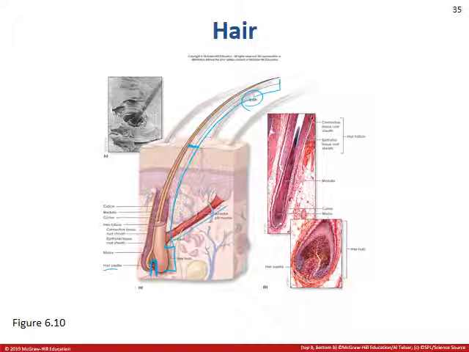Here we can see the erector pili muscle, and this is smooth muscle. Remember, that contracts, and when it contracts, the hairs will stand up, and that's what we call goosebumps, right? So the idea here for this involuntary control is that if you're cold, we can contract the erector pili muscle, and it'll cause your hairs to kind of fluff, and when they fluff, they can trap heat close to your skin, so it'll keep you warm.